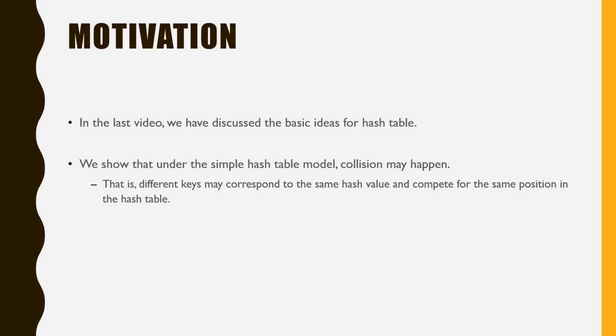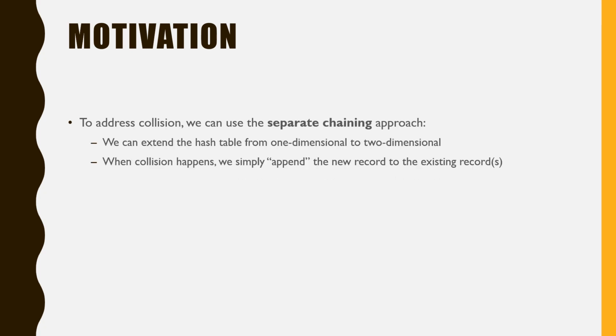In the previous video, we discussed the basic idea for hash table. One problem remaining is how to handle hash collisions. That is, how to handle the case when different keys correspond to the same hash value and compete for the same position in the hash table. The idea of separate chaining is to simply extend the hash table from one-dimensional to two-dimensional. When collision happens, we will simply append the new record to the existing records.